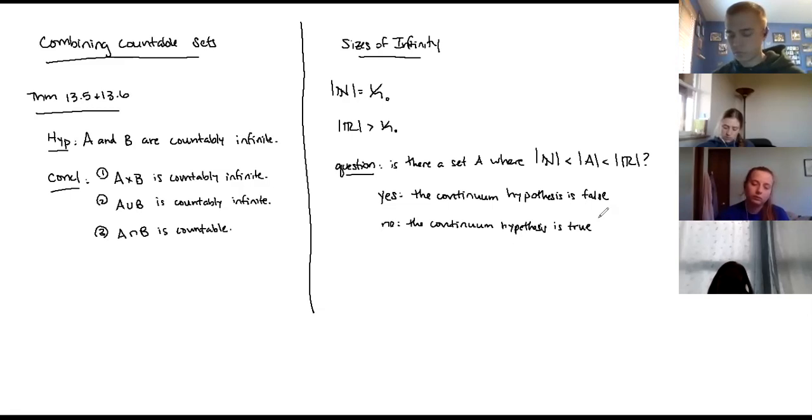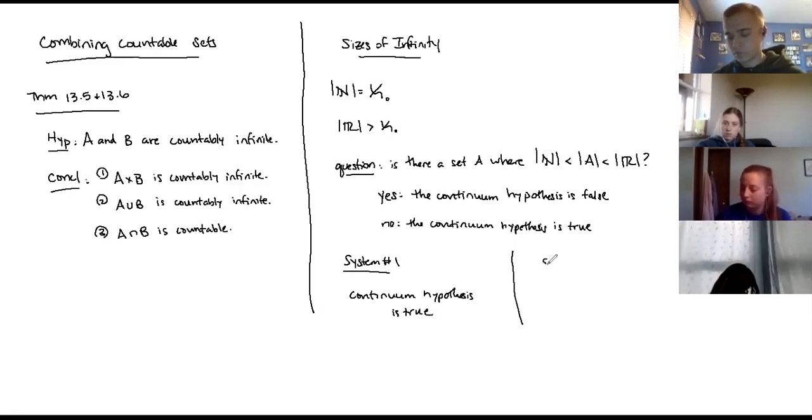What we can do is come up with two different systems of mathematics. System number one has the continuum hypothesis being true. So this is mathematical system number one. It has a name, but I'm not sure what it is on my piece of paper. And system number two has the continuum hypothesis being false. You can prove different things in different systems.